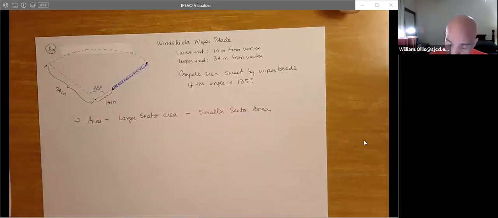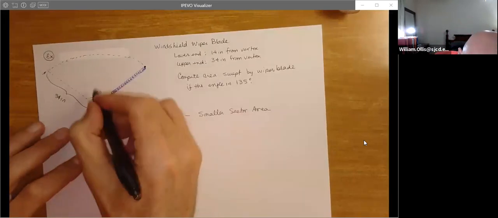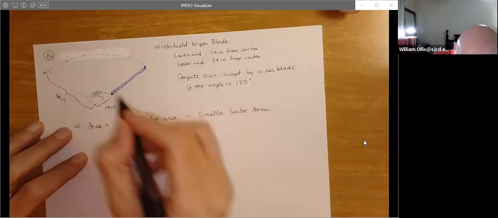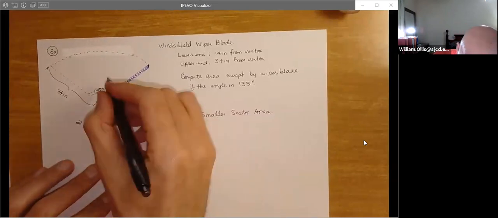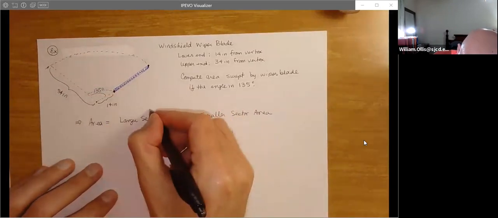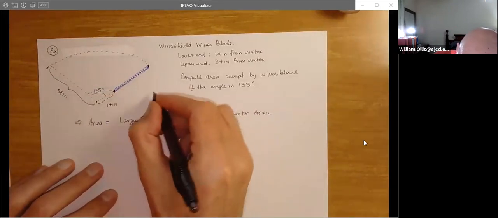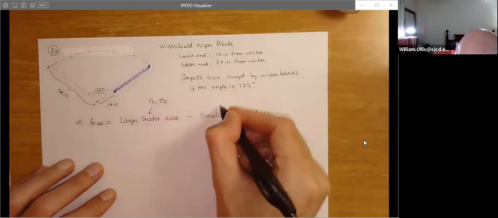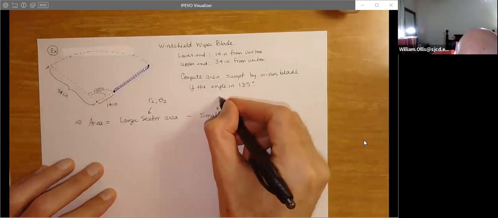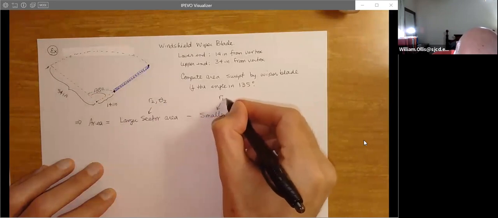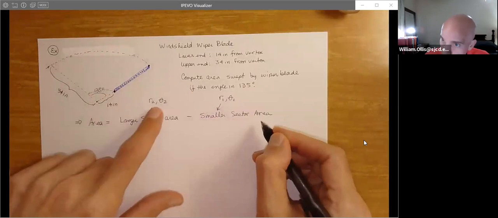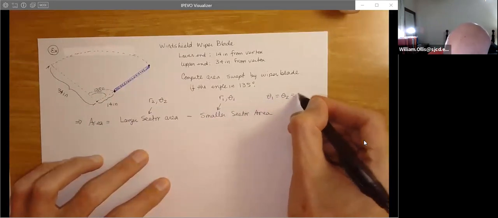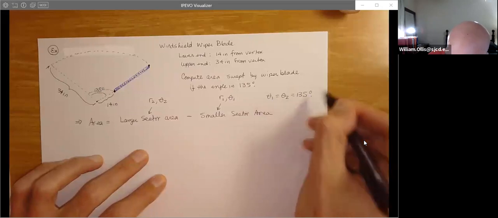So now again, we've got the same thing, and we can go ahead and put the dotted line here. So again, we'll look at this. We'll say larger will be R2 theta 2, and smaller will be R1 theta 1. But of course, the thetas are the same. Theta 1 equals theta 2 equals 135 degrees.